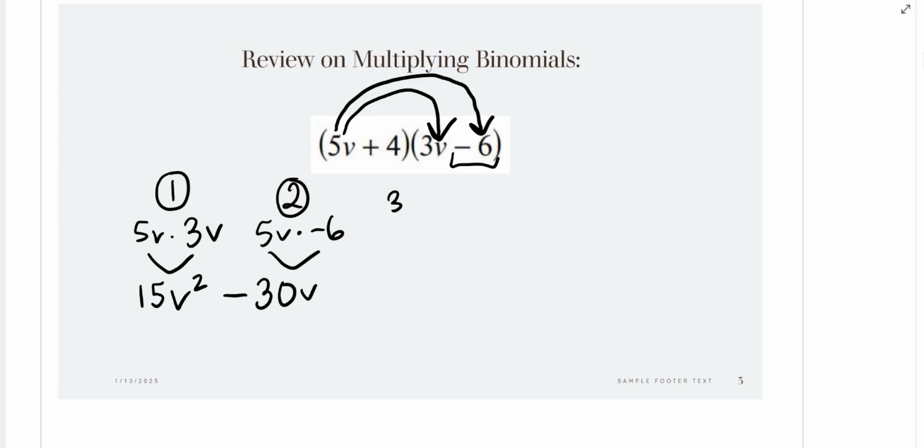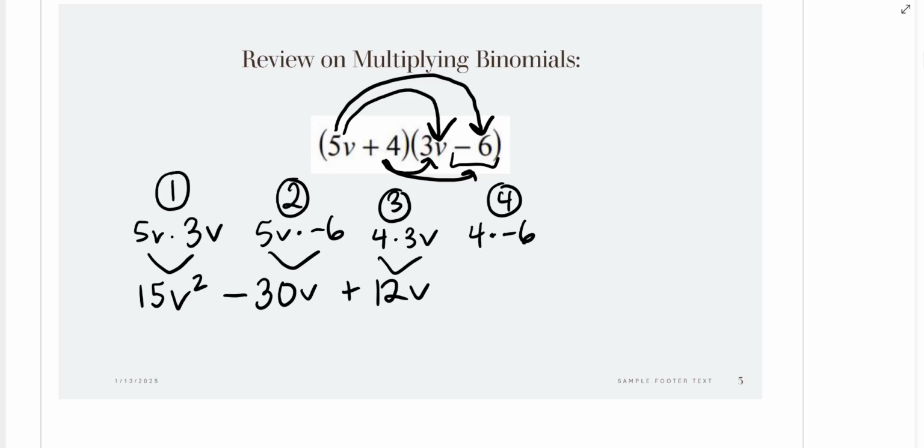All right, the third step is the insides. So 4 times 3v. 4 times 3 is positive 12. Again, don't forget the sign, and then v. And then the last step is the last of each group. So 4 is the last of this group, and then negative 6 is the last of that group. So 4 times negative 6 is negative 24. The last step is that you want to combine the like terms in the middle.